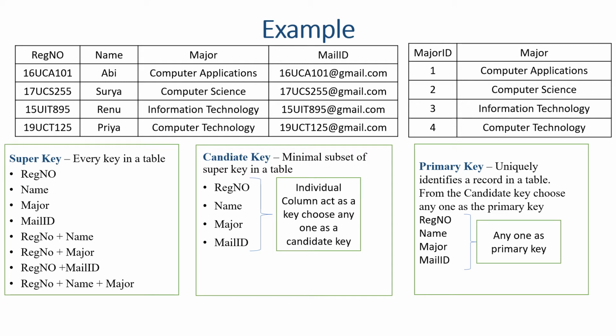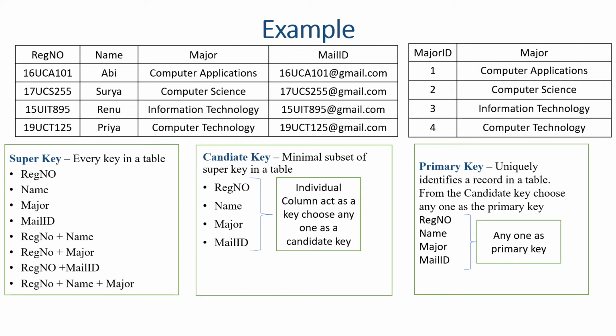In this table we can consider register number as one of the super keys, name is one of the super keys, major is a super key and mail ID is a super key. We can also combine two columns or three columns, that is the register number with name as a super key, register number with major as a super key, register number with mail ID as a super key, and register number, name and major combined as a super key, or register number, name and mail ID combined as a super key.